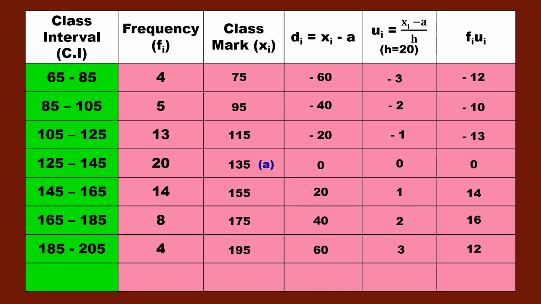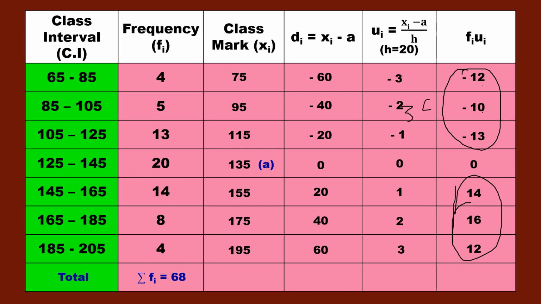Now here we should find out sigma fi and sigma fi ui. Your sigma fi is the summation of all these fi's, which gives you 68. Now sigma fi ui means summation. Here you have some negative values and positive values. So first add all the negative values, add all the positive values, and subtract those two, and give the bigger number's sign as your answer. If I find the addition, 12 plus 10 is 22, 22 plus 13 is 35. So it is minus 35.